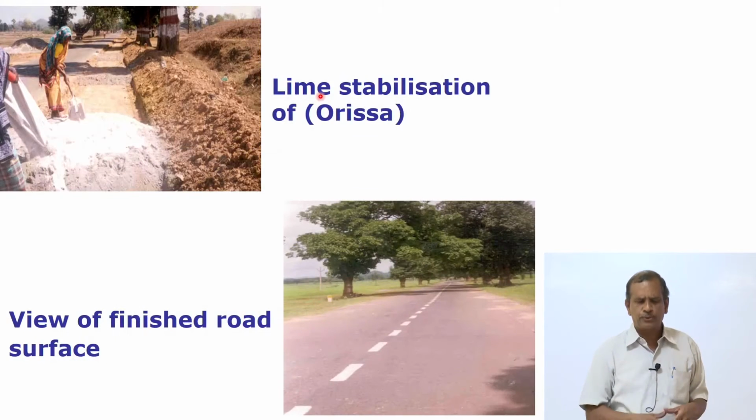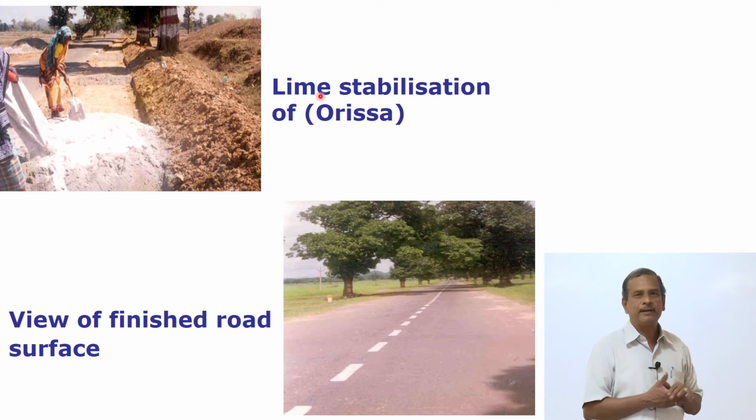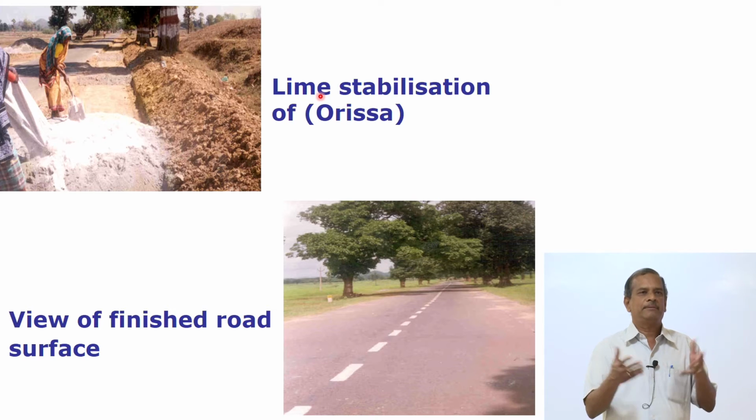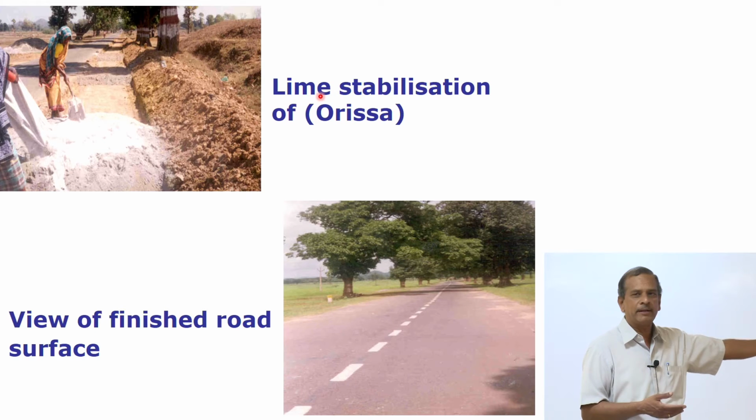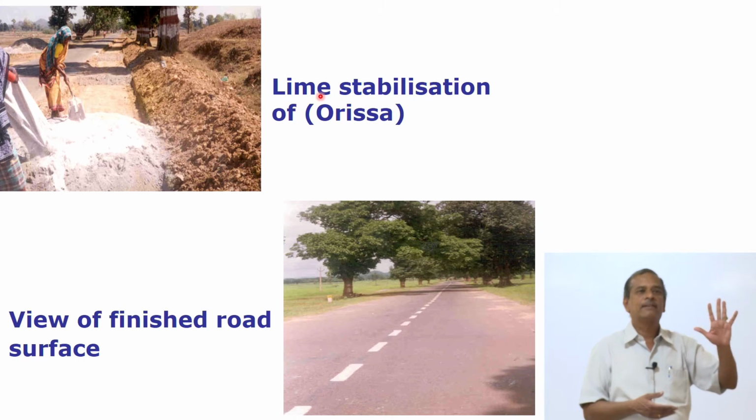We can also try to use stabilization using lime. These are some roads constructed in Orissa. When subgrade is weak, it has got more swelling, you can try to modify the subgrade soil by using lime. That is, the road is finished, so this road will last longer.